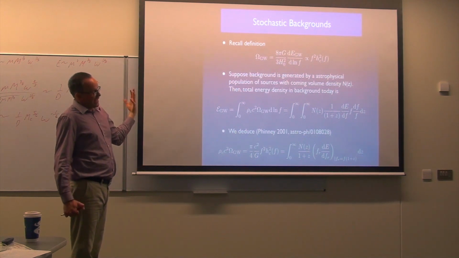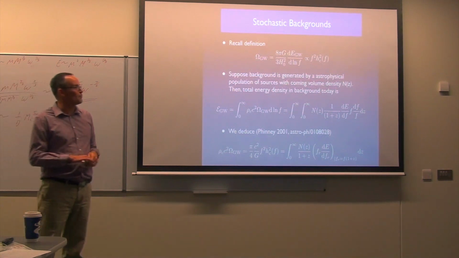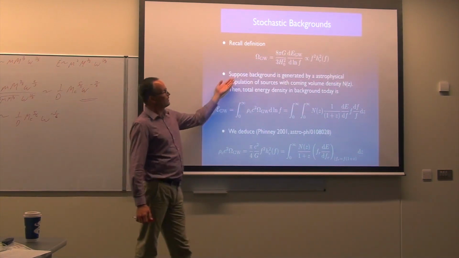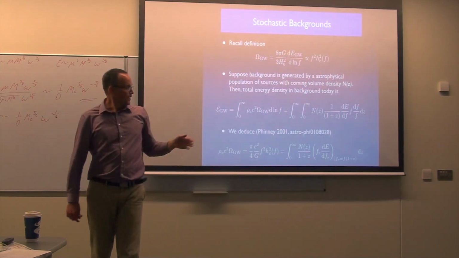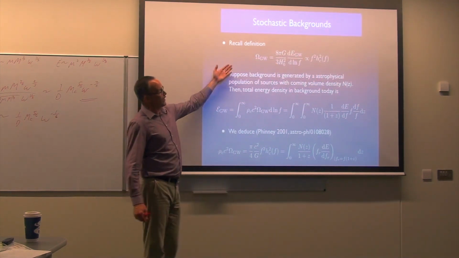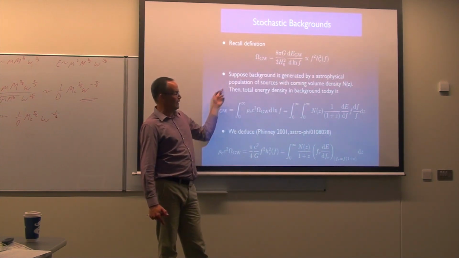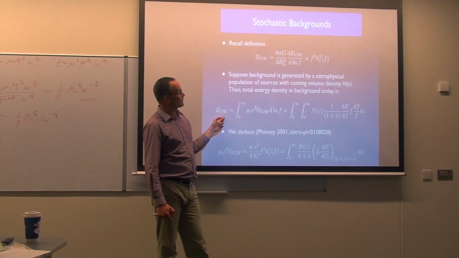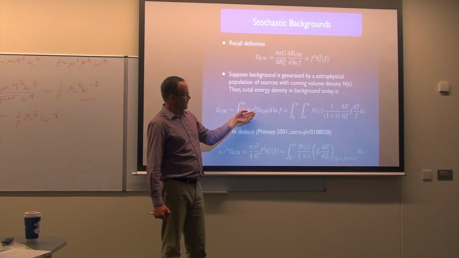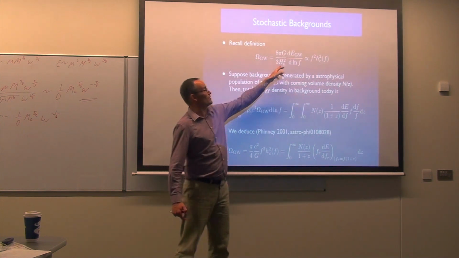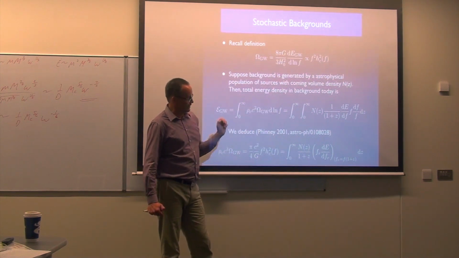Now, we can then ask, if we have an astrophysical population, how do we calculate omega for it? Omega is the energy density. And so, if you integrate omega d log f, then that should give us the total energy density in the background across all frequencies. So, from this definition, the total energy density is the integral of rho c squared, this is just this factor that I'm going to get rid of, times omega d log f.